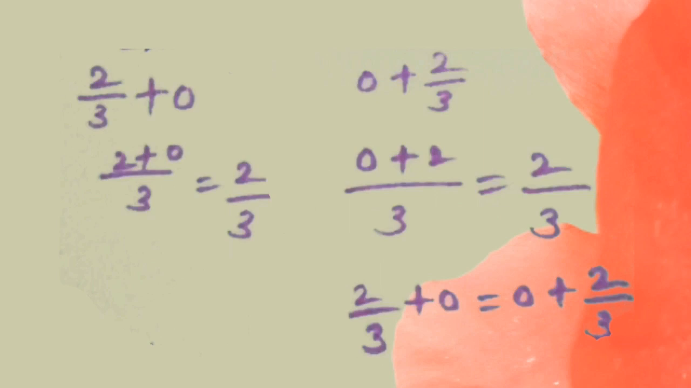3 LCM, 0 plus 2 equals 2 by 3. Similarly, both answers are the same. 2 by 3 plus 0 equals 0 plus 2 by 3. And this is known as existence of additive identity, or 0 is called the additive identity.